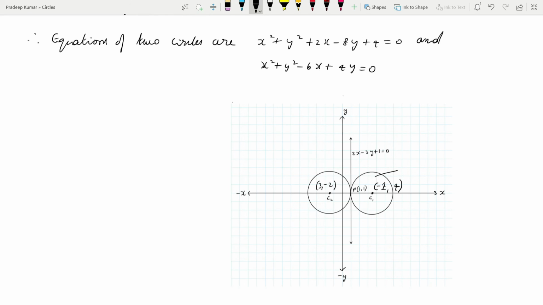So the first circle equation is x square plus y square plus 2x minus 8y plus 4 equal to 0. This is the equation of this first circle, and the second circle equation we also found, that is x square plus y square minus 6x plus 4y equal to 0. So they asked us to find the equation of these two circles with the given information, and we got the equations of the circles. So this is all about this particular question.